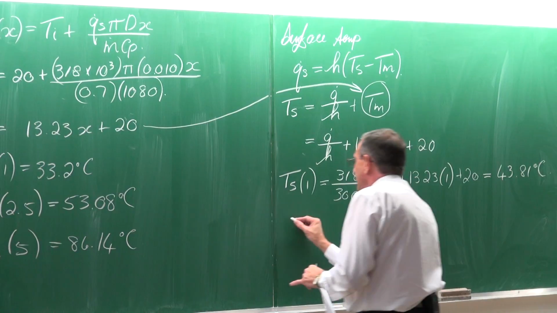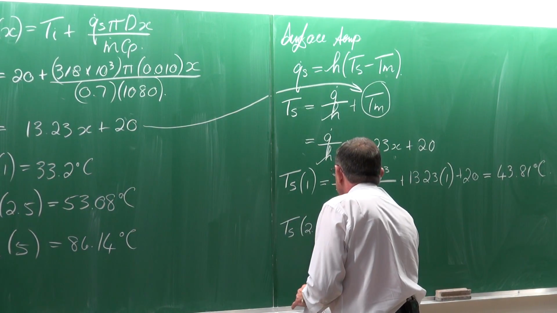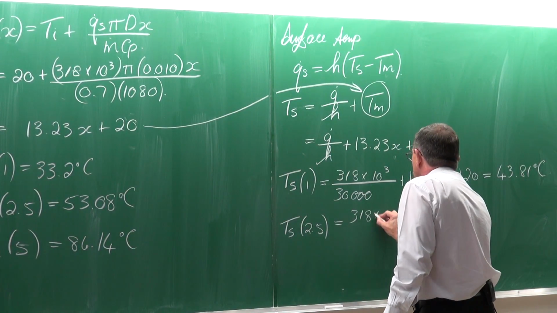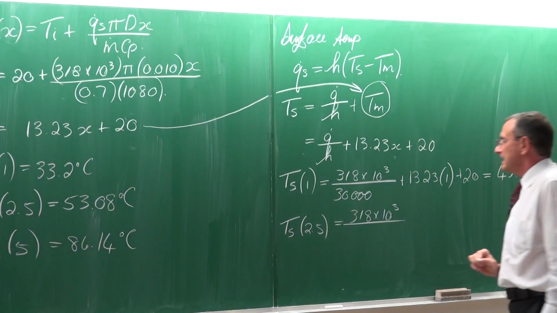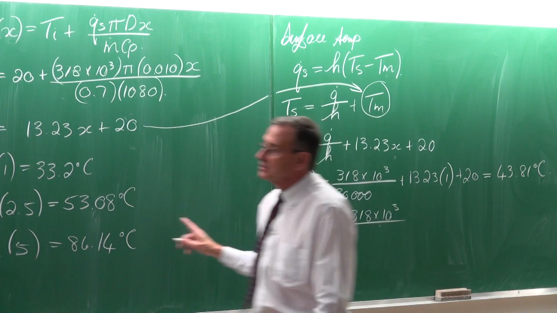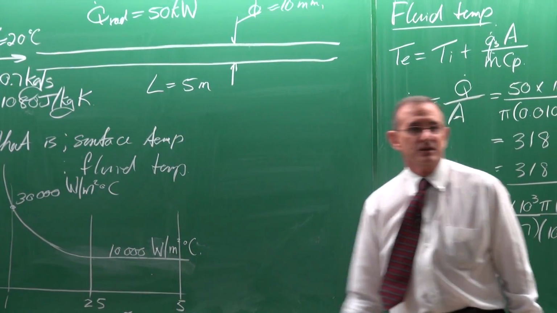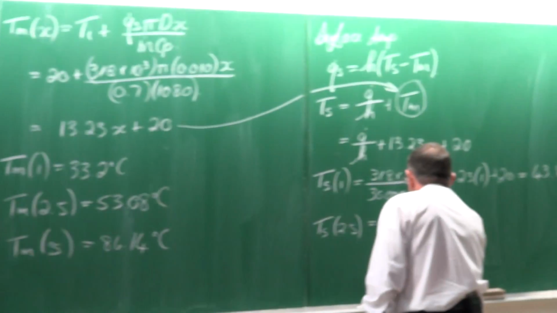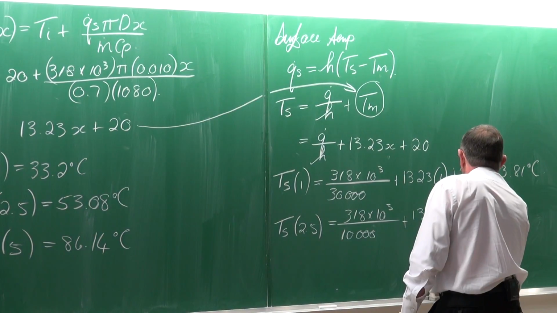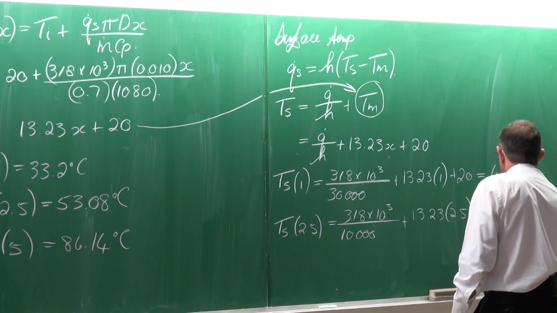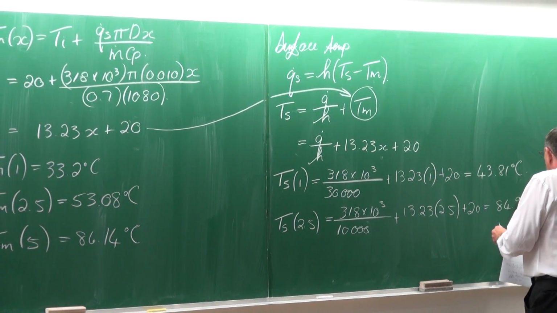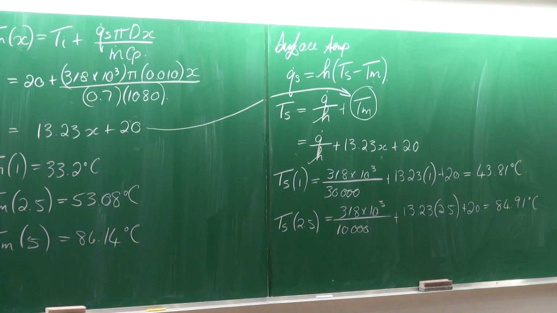We can now do the same at 2.5 meters. At 2.5 meters, the heat flux is still the same, 318 kilowatts per square meter, divided by the heat transfer coefficient, which is now equal to 10,000, plus 13.23 times x, which is 2.5, plus 20, and that will give us a surface temperature of 84.91 degrees Celsius.